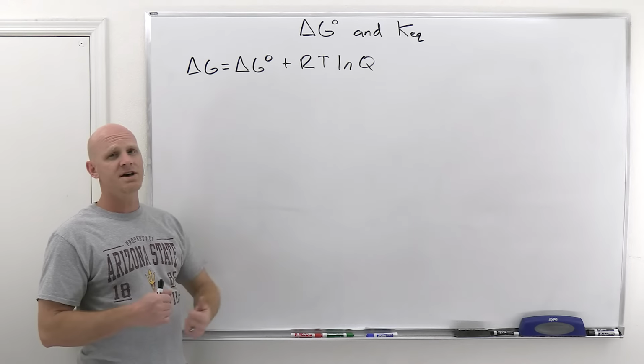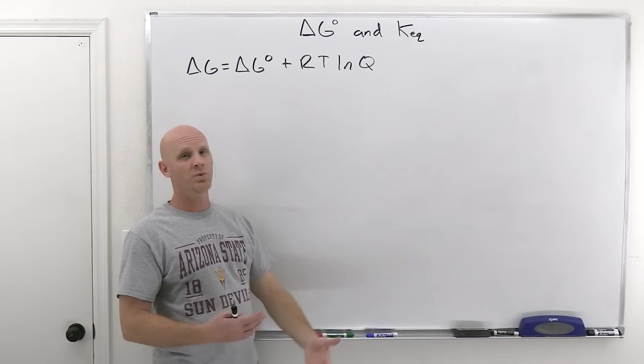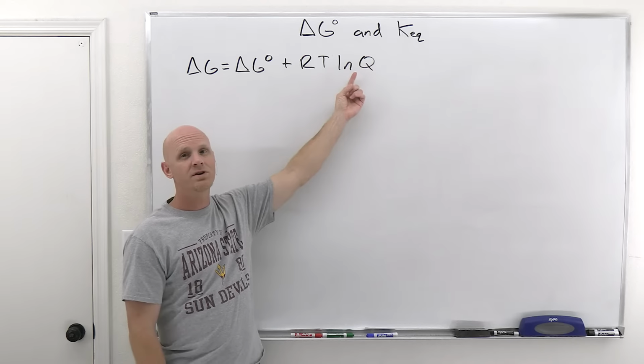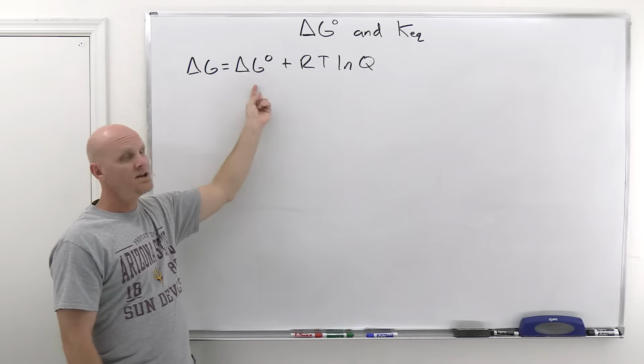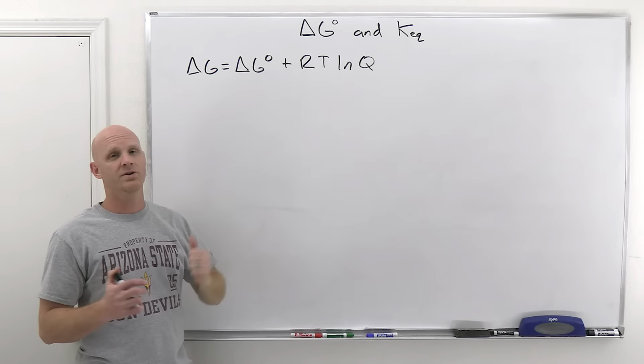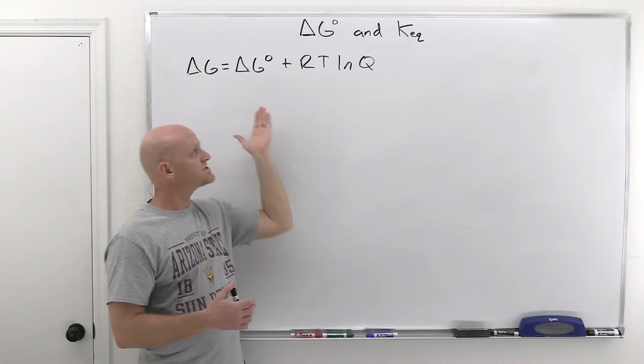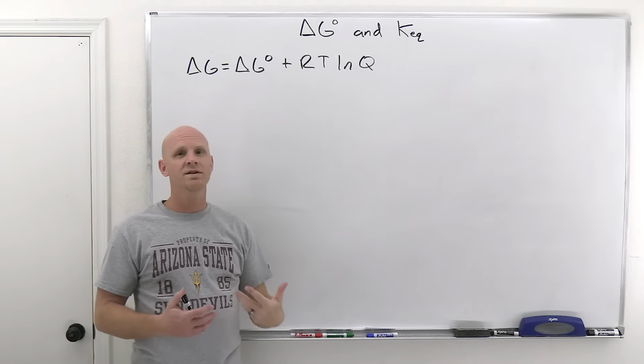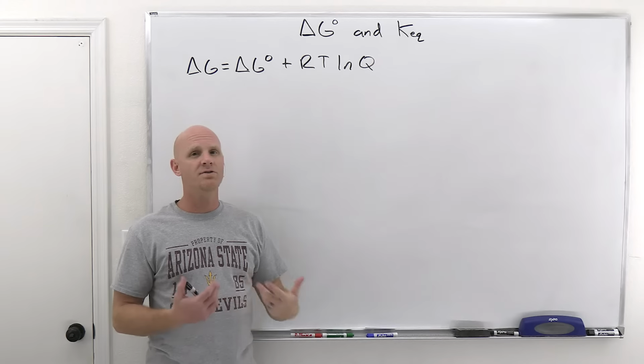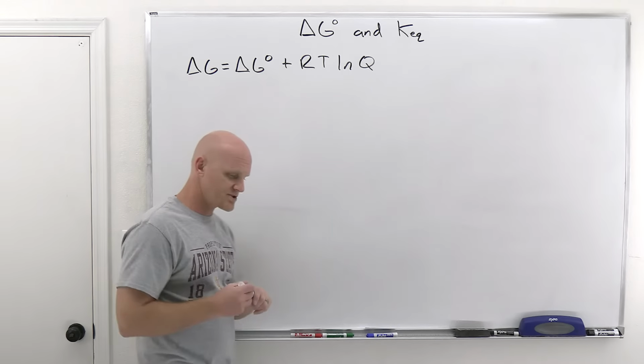But what if you're not under standard conditions? What if all your reactants and products are not equal to 1? Then you're going to get some value for Q, and delta G is not going to equal delta G standard. It's going to equal some other value. It might be higher, it might be lower, it just depends on your conditions. But that's what this equation is used for: to calculate what delta G is under some other set of conditions, and that's what we're going to look at in this first question.